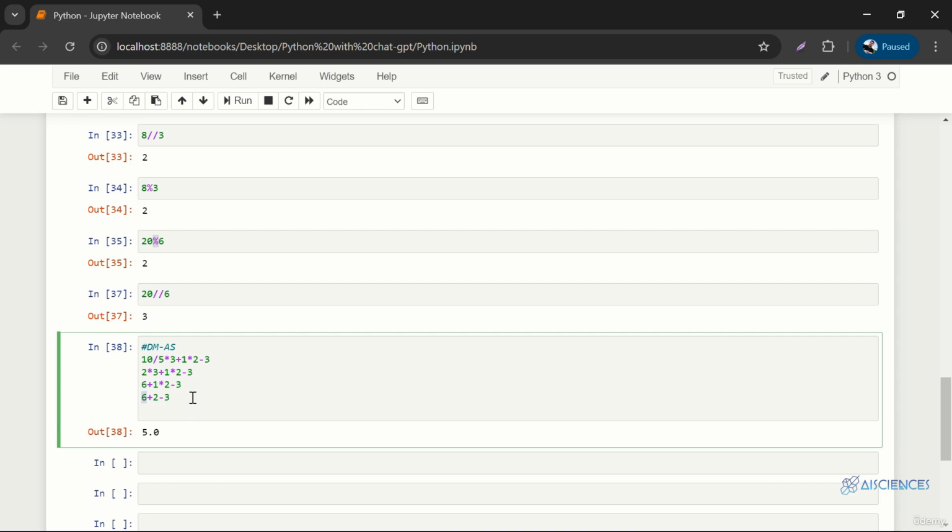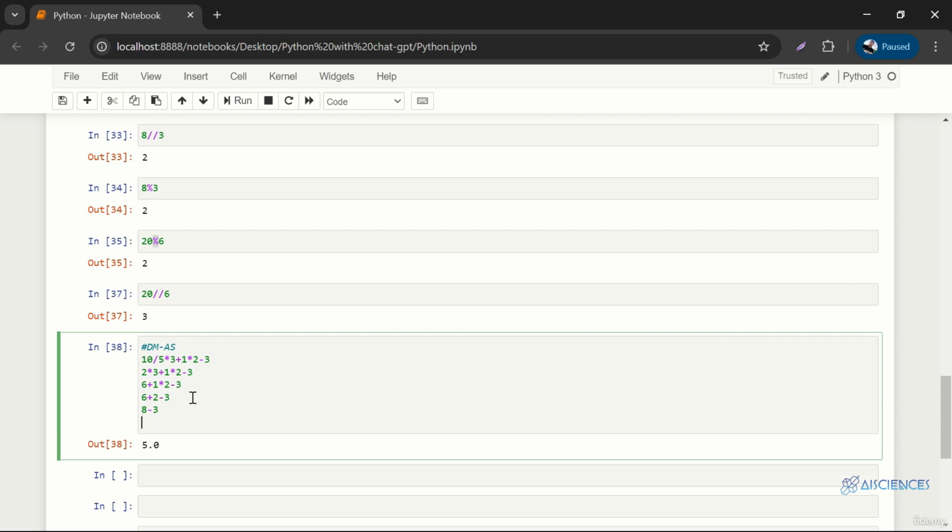Then again, starting from left to right, 6 plus 2. Since we have neither division nor multiplication, anything addition or subtraction that comes at the left-hand side has the maximum priority. So 6 plus 2 is going to be 8. So it is going to be 8 minus 3. And finally, we have 8 minus 3, which is 5. And that's it. So the thing is, it starts evaluating from left to right.